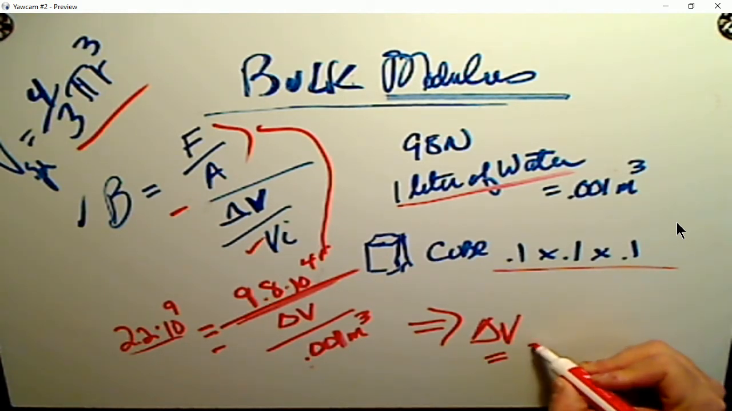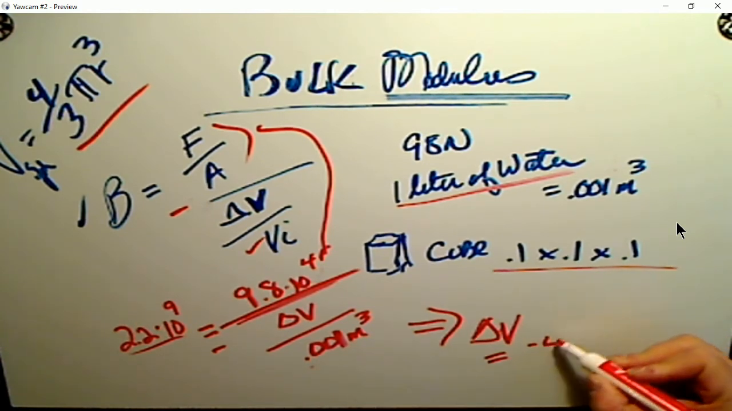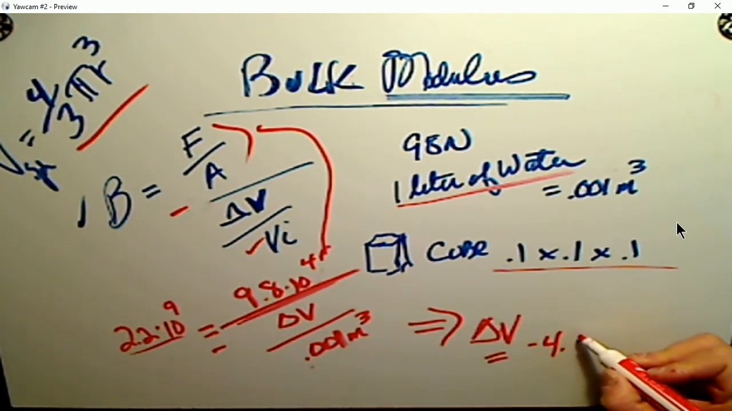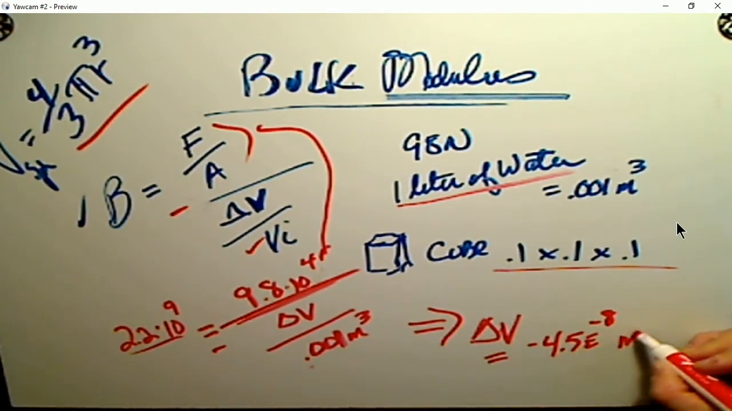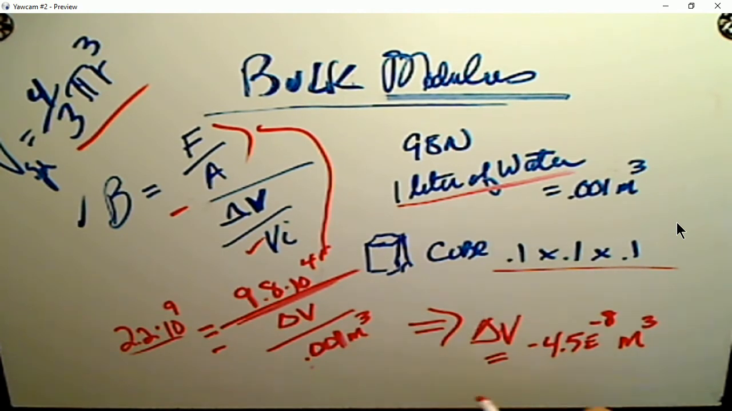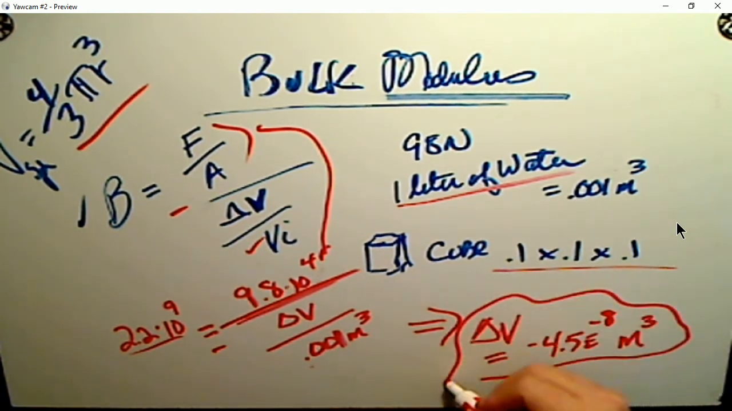Again, approximately the change in volume, of course compression, is negative 4.5 e to the negative 8 meters cubed. Volume is in meters cubed. Again, that's pretty small. Water is fairly incompressible. Even at the bottom of the Mariana Trench, it is not much more compressed in volume than it is at the top, at sea level.